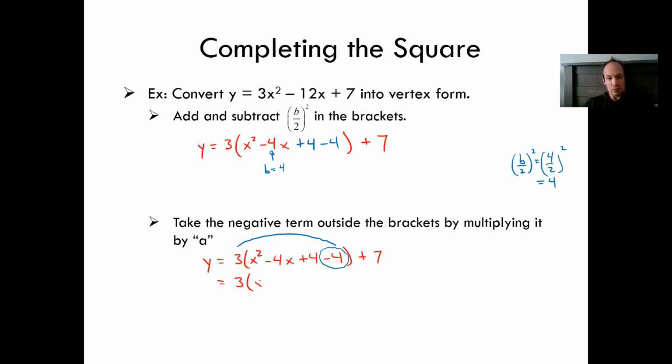So by doing this multiplication, these guys are going to stay put. But now 3 times negative 4 actually comes out as negative 12. And then that plus 7 was always just hanging out there. Now I can see this is simplified down to this business. Negative 12 and 7 makes negative 5.